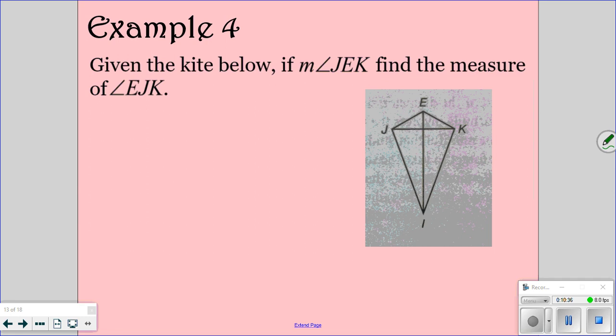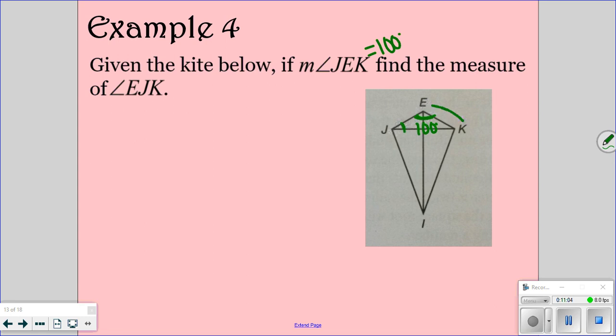Okay, we're going to look at another example. We have a kite where it says that the measure of angle JEK is equal, I left that off, it's equal to 100. We want to find the measure of EJK. So JEK is up here, and this is 100 degrees. And it wants us to find the measure of EJK here.